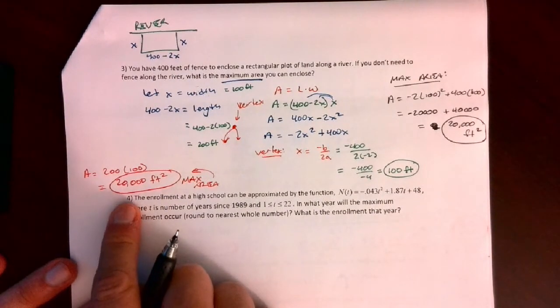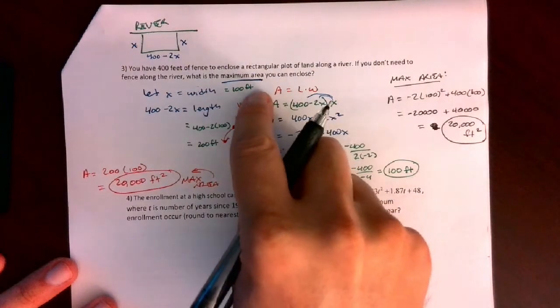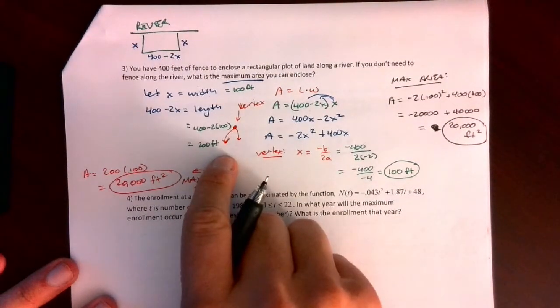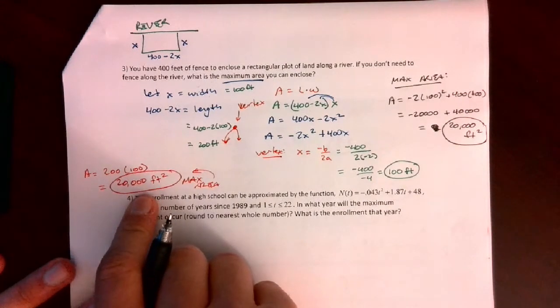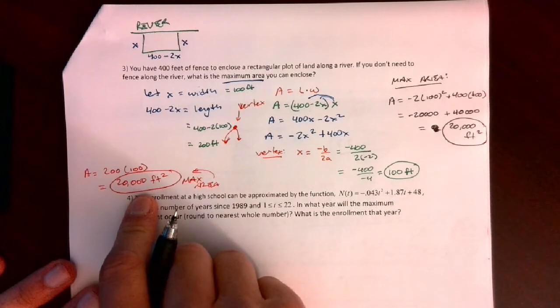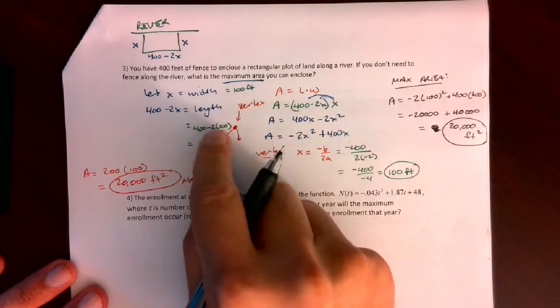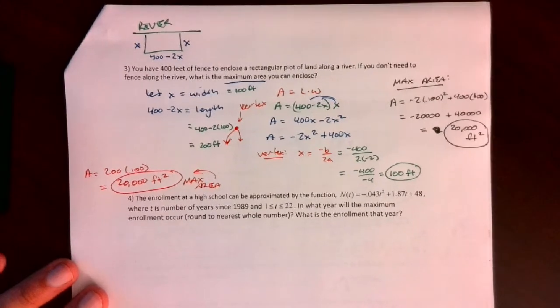Now, if the same question was asked, but it said, what are the dimensions that maximize the area? Then they're looking for the width and the length specifically. If they're asking for the maximum area, you need to tell me what the maximum area is. And they might ask you for all three. They might say, what are the dimensions that maximize the area, and what is the maximum area? Then you have to tell me the dimensions and also tell me what the maximum area is.